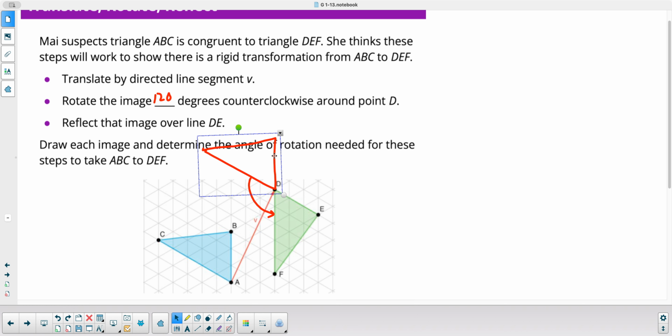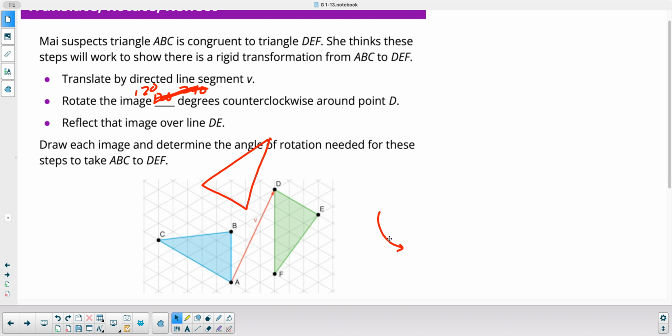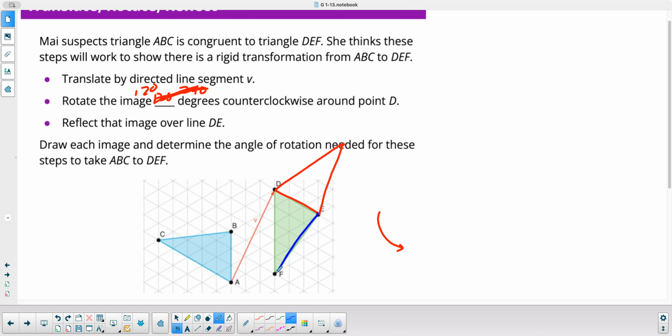So if I go 120 degrees clockwise, it'll work. So I need to go 240. Let me change that to 240. I'm sorry, no, I was right actually. 120 is right. I just went the wrong way now that I think about it. Clockwise is this way. So basically I'm getting a whole segment to line up. Get that out of there. Right there. And then if I reflect over DE, then I get my new triangle right there.